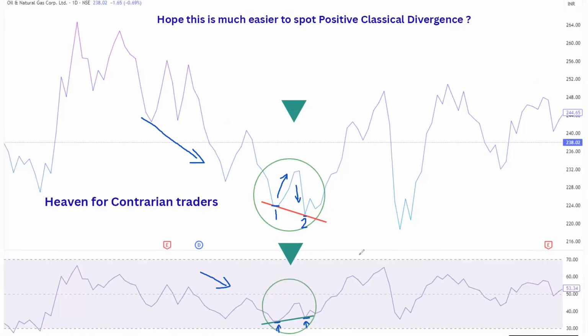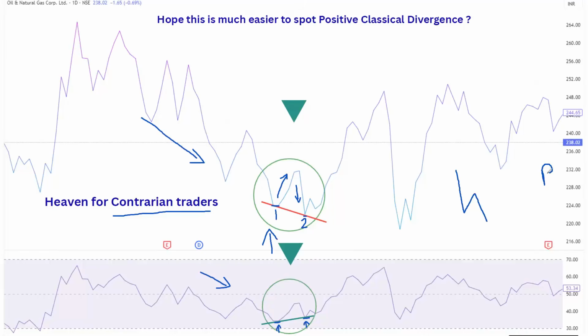So generally, price makes a lower low and RSI makes a higher low. That is when we have a positive classical divergence, and it is a heaven for contrarian traders. Generally, contrarian traders try to buy over here. Trust me. Okay? One more important point, like say for example, this is price.